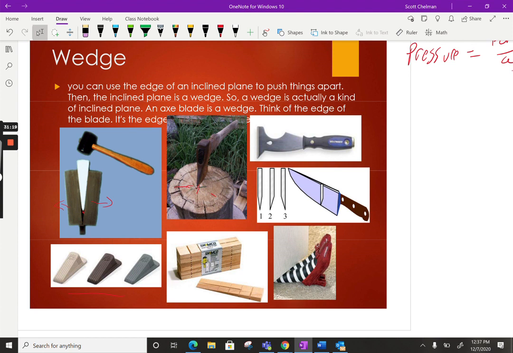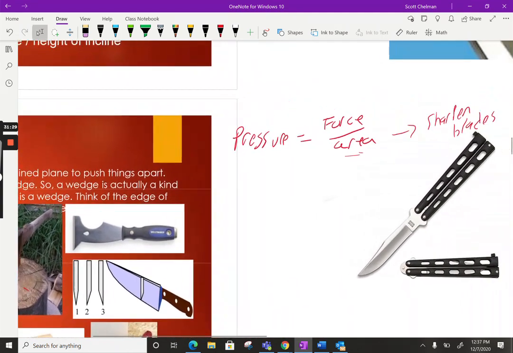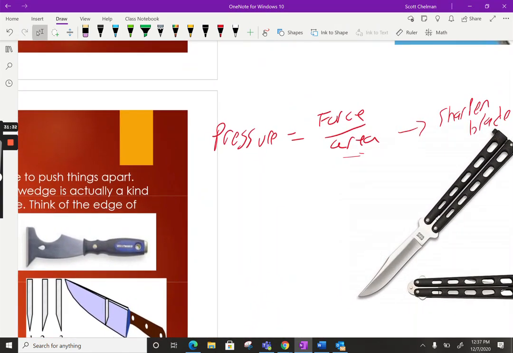Right? Now, if you look at this then, we talked about, I mentioned why with the wedge, it's better to have a sharp one or a needle knife. It's better to have a sharp blade than a dull blade because that's going to reduce the area. If you reduce the area, what happens to pressure? It goes way up. Goes up, right?